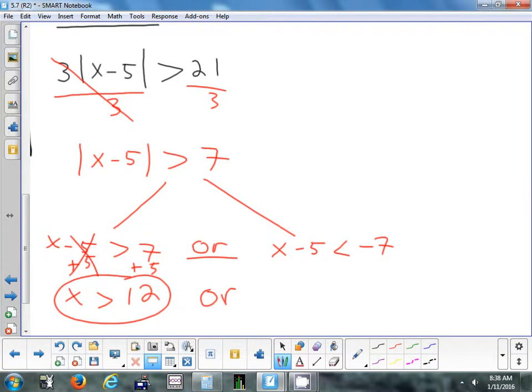Ryan, how do I move that number to the other side again? You add 5. Yep, same step. Whatever you do the first time, just do it again the second time. So x is less than negative 2.